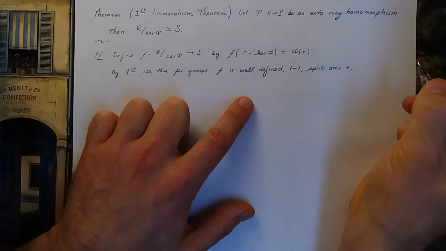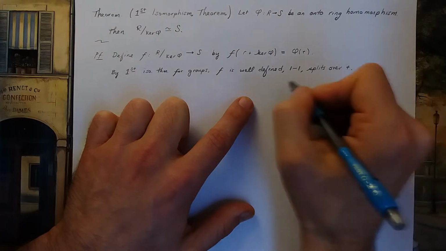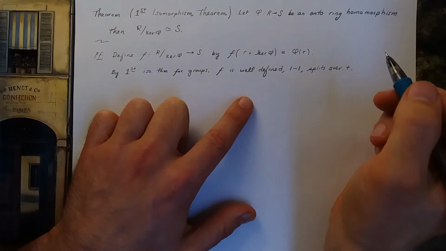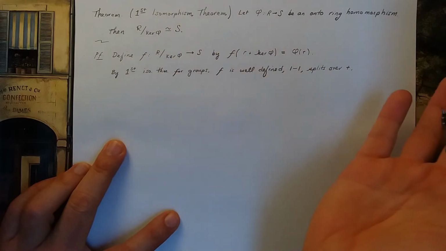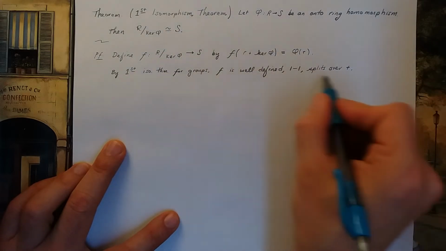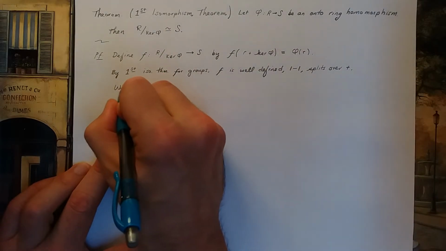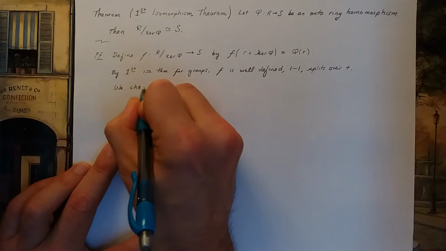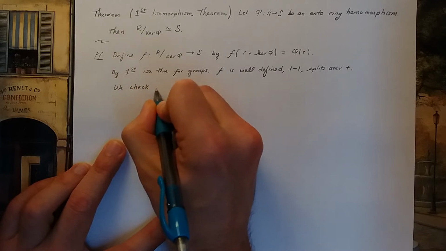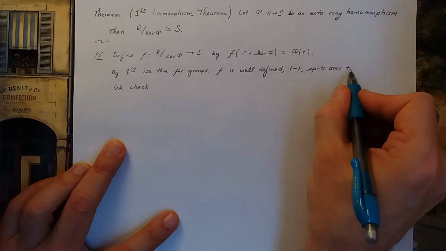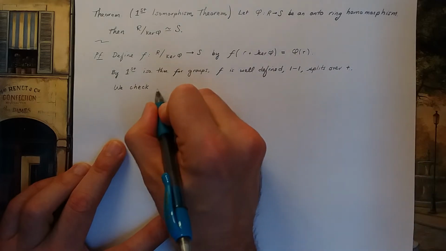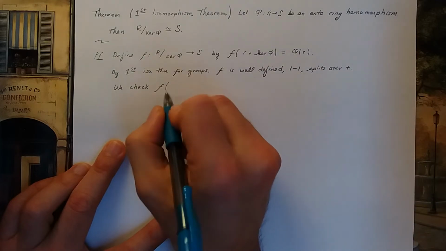over addition. So the only thing that's new here for rings is the multiplication. So that's the only thing I have to check that f works well with. So we only need to check that f splits over multiplication. So let's check that.